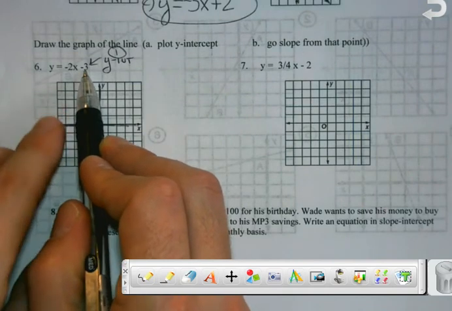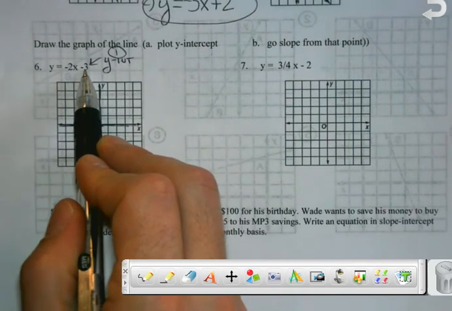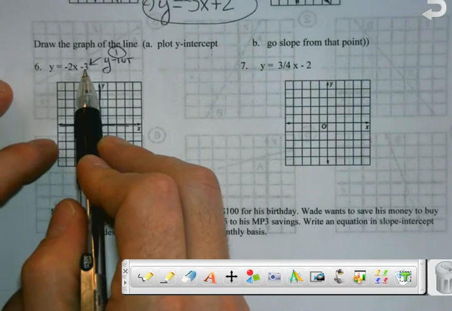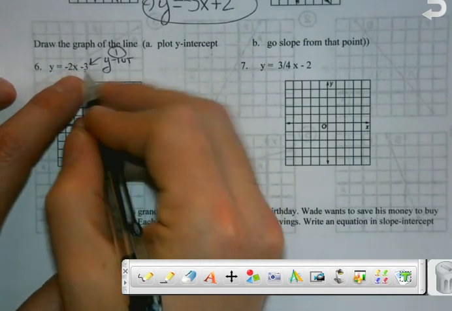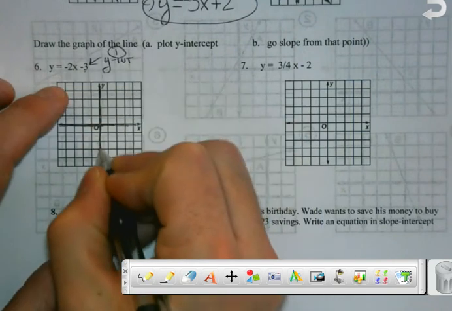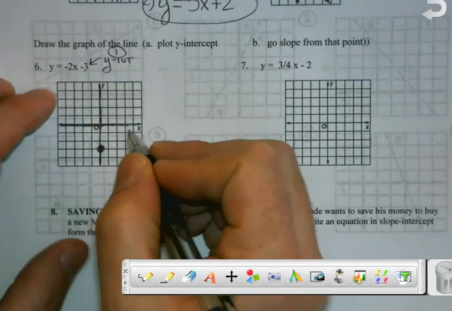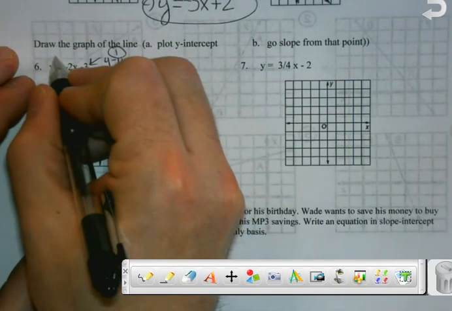For my y-intercept, though, since it's a negative, what direction am I going to be going 3? Down. Okay, because here's my y-axis. My choices are up or down. So since it's negative, we'll go down 3. And then, Eric, you had a good point here on the slope.